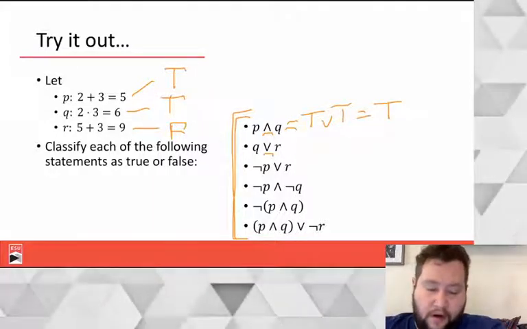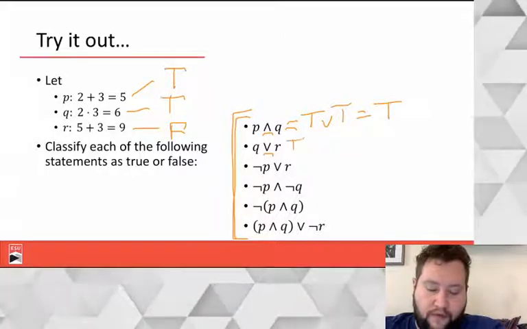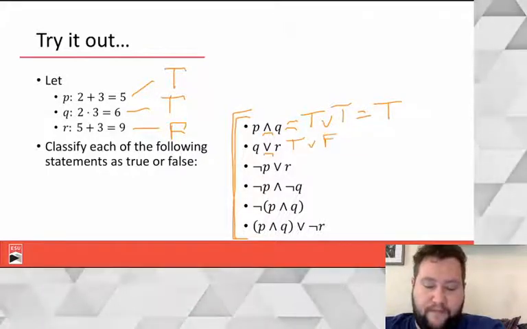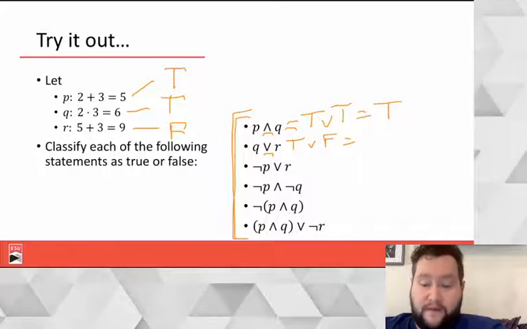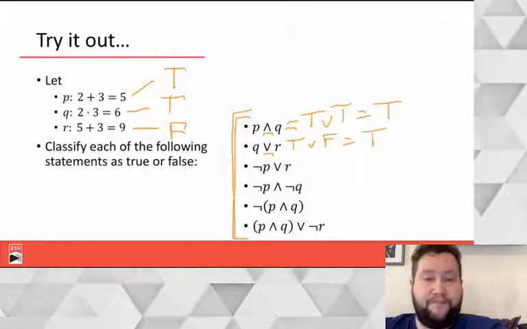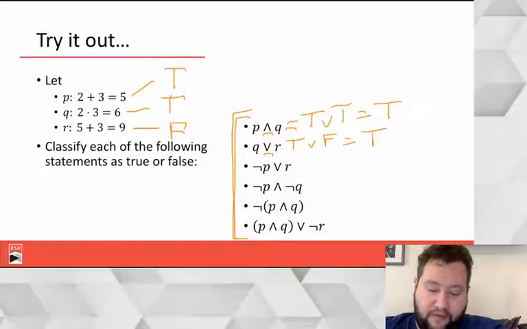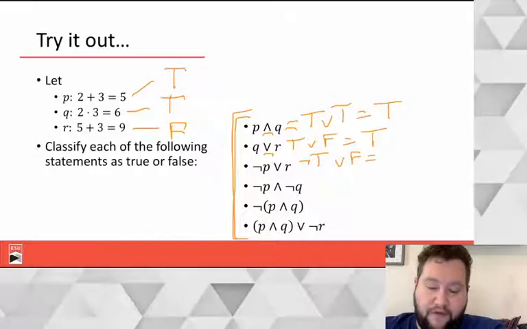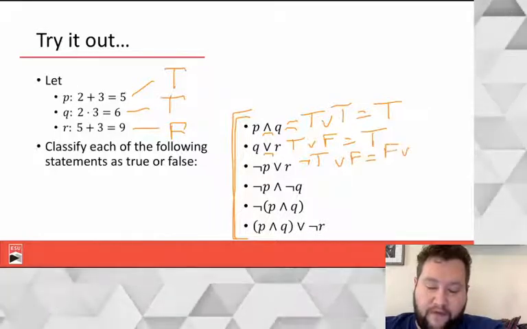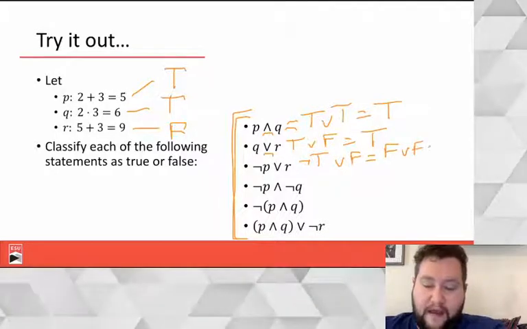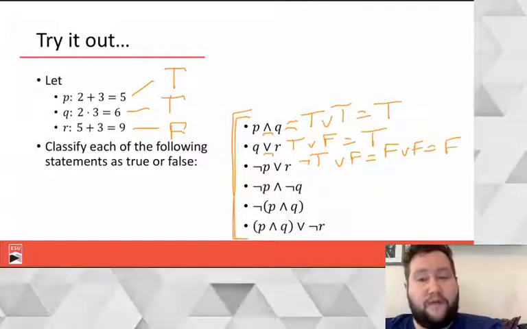Q or R is true or false. Remember, or only needs one of them to be true. So we have not P, so not true or false. Well, not true is false, so false or false. And for or to be true, one of them has to be true.